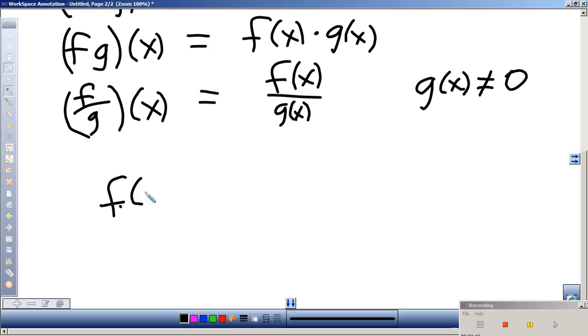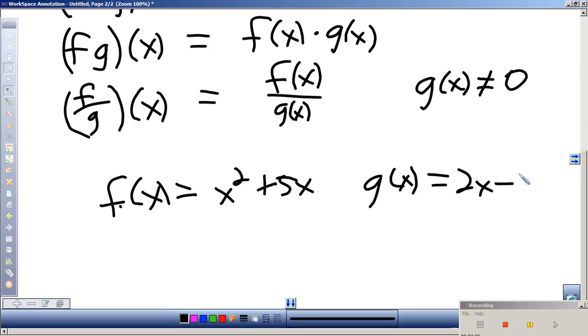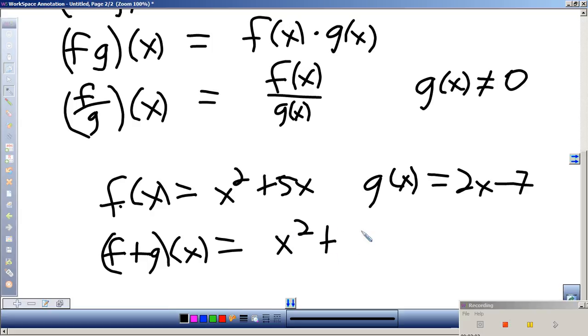So let's see, if we had f(x) equals x squared plus 5x, g(x) equals 2x minus 7. If I did (f + g)(x), what am I going to get? Everybody see that? All we're doing is taking f(x), adding g(x) to it. Now, the question, what's the domain of this function? Okay, all real.